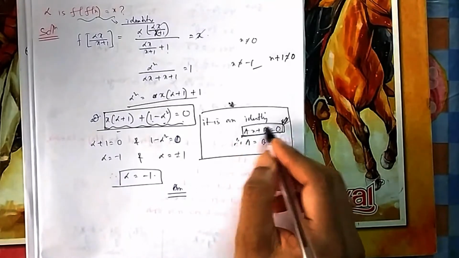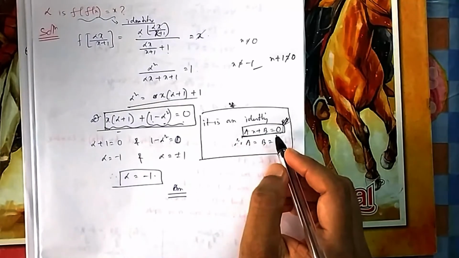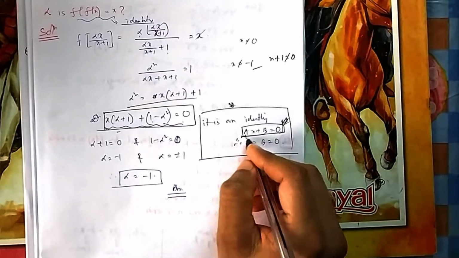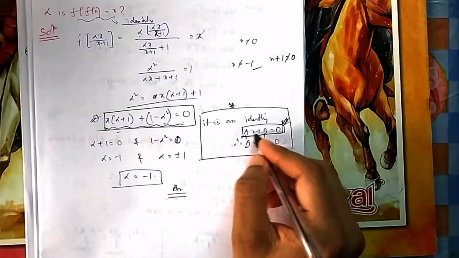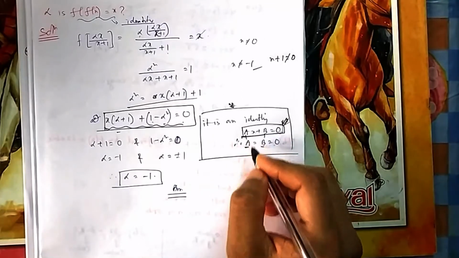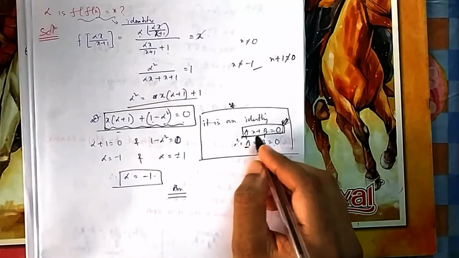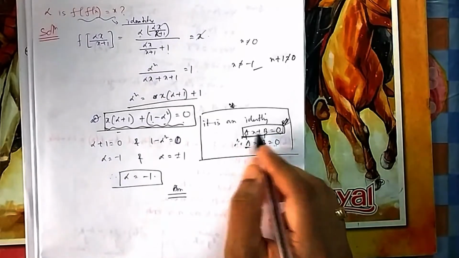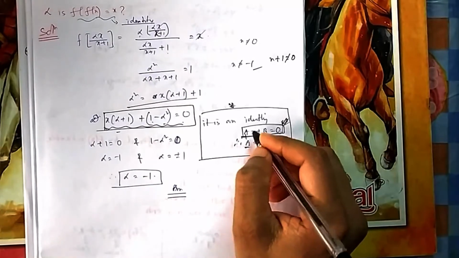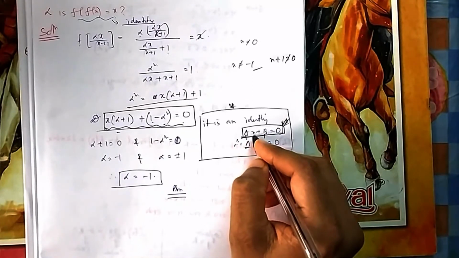So if this becomes an identity, true for all values of x, then the only thing possible is that both a and b should be equal to 0, otherwise how will it be true for all values? If you put 2, then it is 2a plus b. If you put 3, then it is 3a plus b. So if a and b are not 0 and are some other value, then it will change. For some other value, if you multiply with x, it will change.